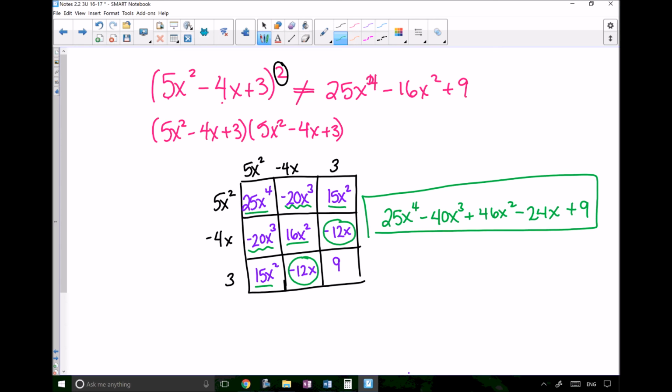Okay, don't forget, you could have also just distributed the 5x squared to everybody right here, which would give you your first line here. Then you would distribute the negative 4x to everybody, which gives you your second line here. And then you would distribute the 3 to everybody, which gives you your third line right here. It doesn't really matter which way you want to do it. Again, this just gives you kind of like a nice graphical organizer to help you get your right answer.